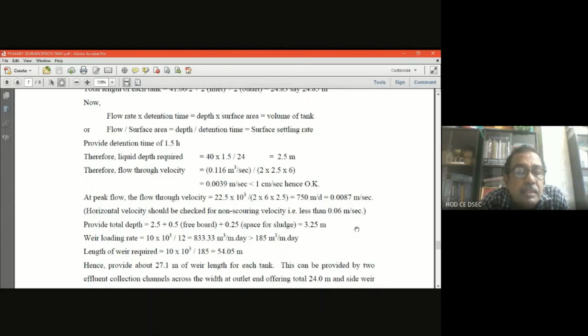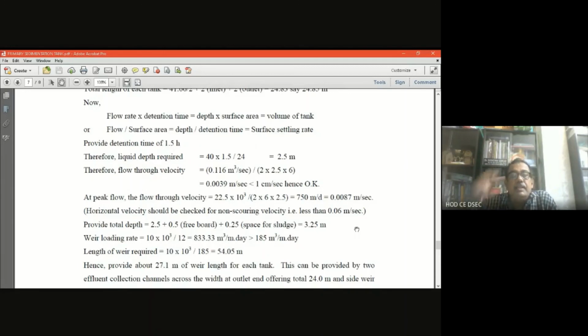So let us check the total depth. What is the total depth? Water depth is 2.5 meter plus 0.5 meter freeboard plus 0.25 meter, that is the bottom space for sludge. So ultimately you have to maintain a tank depth of 3.25 meter. Fine. What is the weir loading rate?